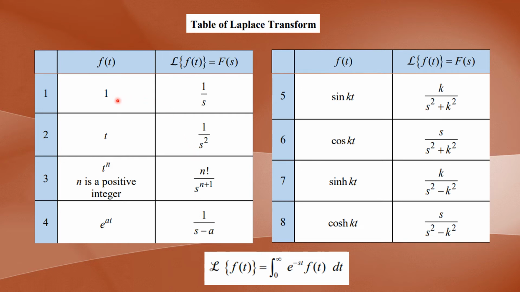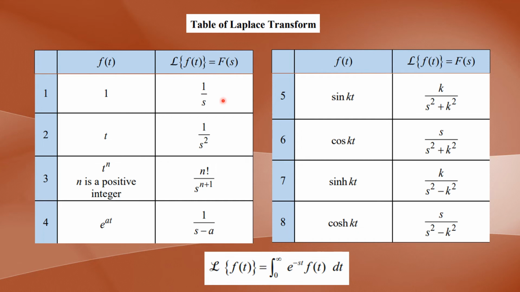For example, if f of t is equals to 1, the Laplace transform of 1 can be found by using the definition of the Laplace transform. Replace f of t by the number 1, so Laplace transform of 1 is equals to the integral from 0 to infinity e to the minus st multiplied by 1 dt. After evaluation of the integral, we found out that the answer is 1 over s, and we can place the result in the table. So we can do the same for the other functions.